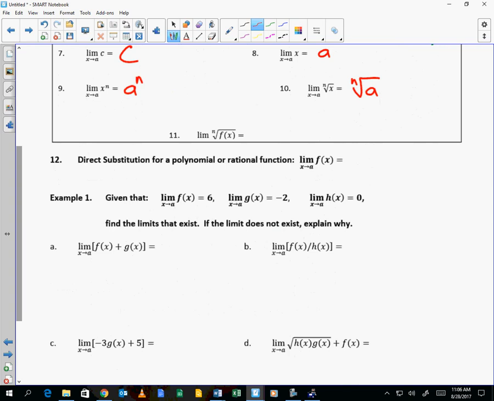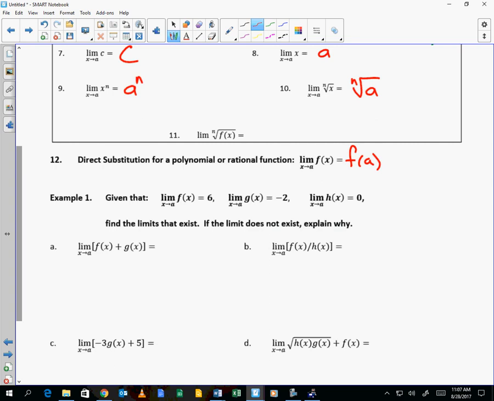Forget about 11, but for 12 it says direct substitution for a polynomial or rational function: the limit as x goes to a of f of x is f of a. Most of the time, what we can do in order to evaluate a limit is simply plug in the value and we're going to come up with a result. No big deal. Okay.